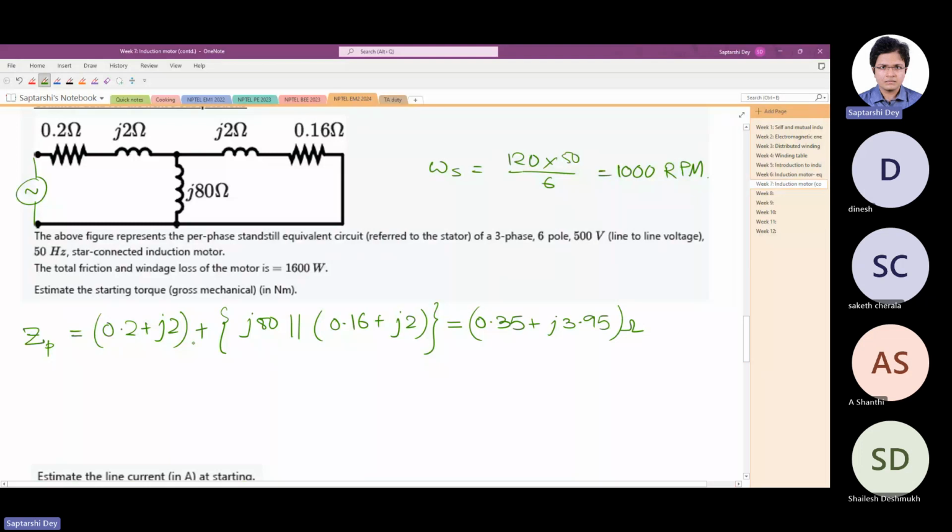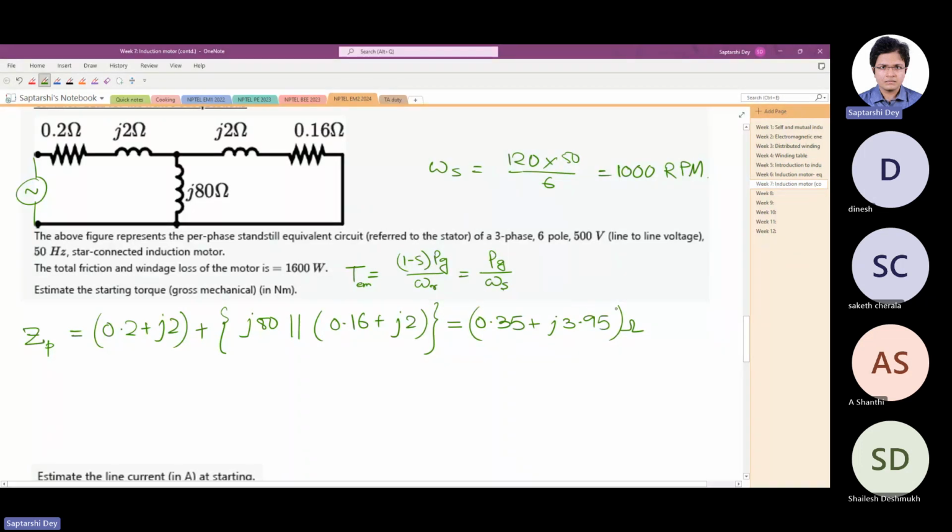Now, what we have to find? We have to find out starting torque. Starting torque is anyway the mechanical. So we saw that the electromagnetic torque, which is the gross torque, is (1 minus S) PG by omega R. At starting omega R is 0 and 1 minus S is 0. But actually omega R by (1 minus S) gives you the omega S. So this can be written as this also. So if you can find out the gap power, that will be enough.